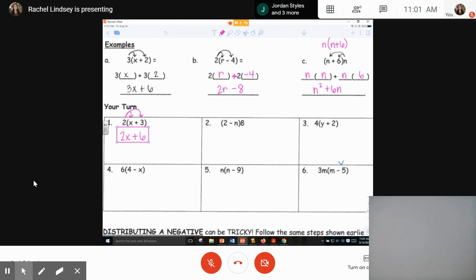Okay, number 2, the 8's at the back, but we're still just going to distribute it like normal. What's 8 times 2? 16. And then 8 times negative n? Negative 8n. Is that in standard form? Our variables have to come first. So when I rewrite it in standard form, what's it going to be? The signs don't technically change, but they do move with that number. So I'll move that negative 8n to the front and then put plus 16. Make sure you keep the sign with what it's attached to.